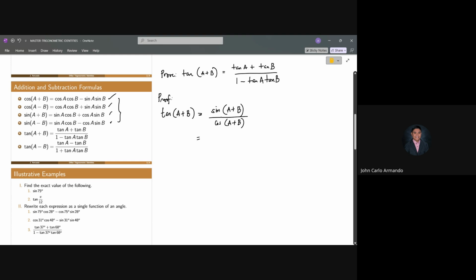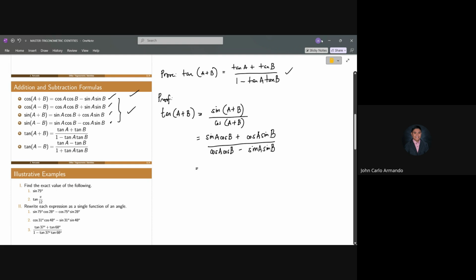And what is the value of sine A plus B? We simply use the third one, sine A plus B. That is equal to sine A cos B plus cos A sine B divided by, what's the value of cos A plus B? The first one, this one, so that is cos A cos B minus sine A sine B. Okay, what we are going to do here is to think or to strategize how you come up with this one.